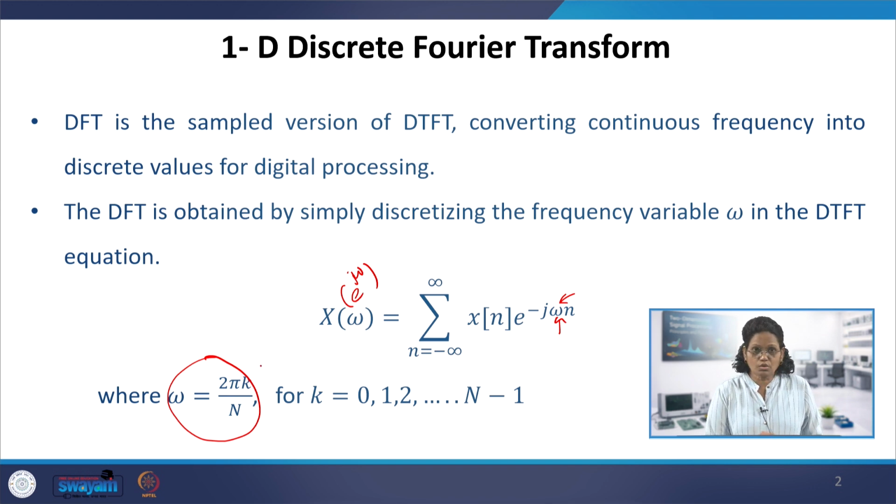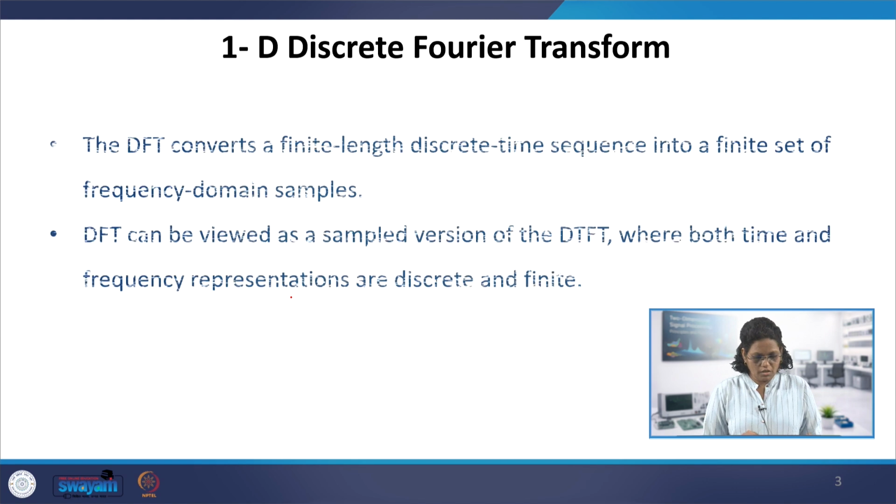Here k is also called the bin index, the harmonic, or DC or fundamental, depending on the value of k. Bin index 0 is the DC value, and 1 is the fundamental. If k equals 2, it is the second harmonic, and so on. If we substitute omega equal to 2 pi k by N, then the discrete version of the DTFT can be obtained, which is nothing but the DFT. So we'll look at the DFT in detail.